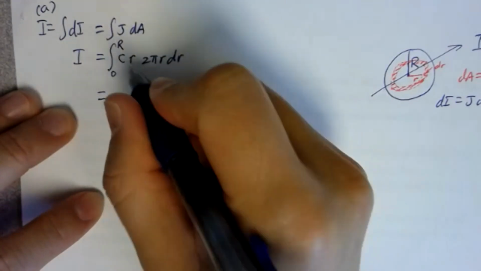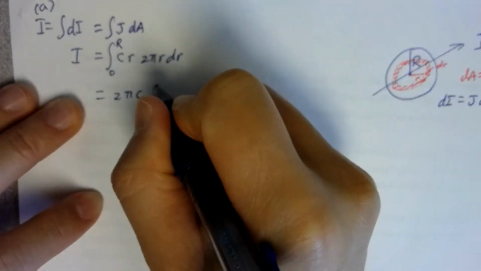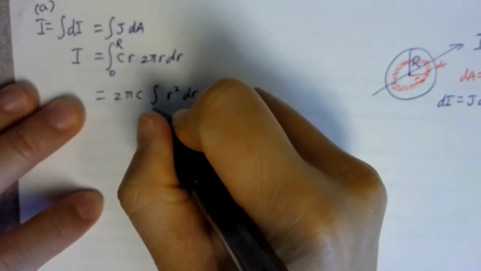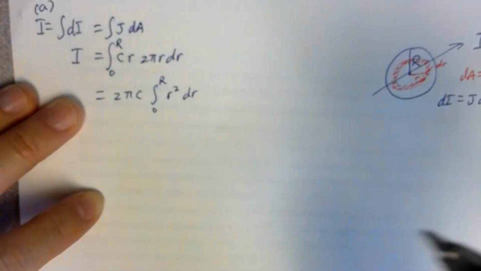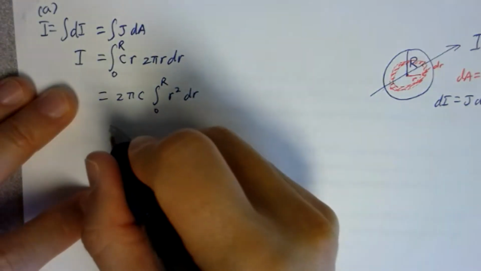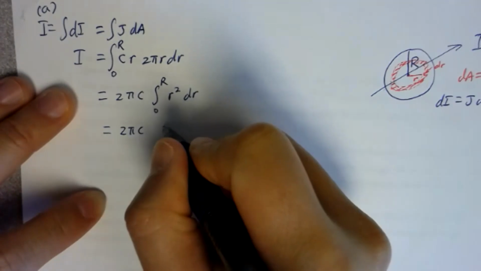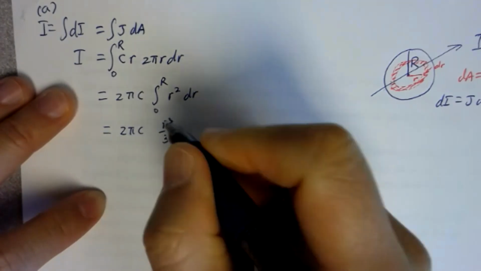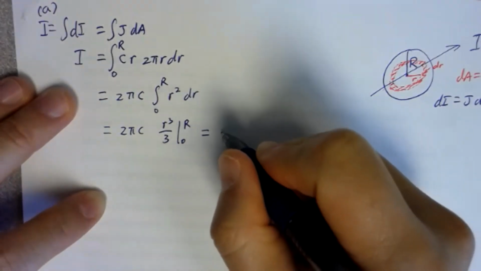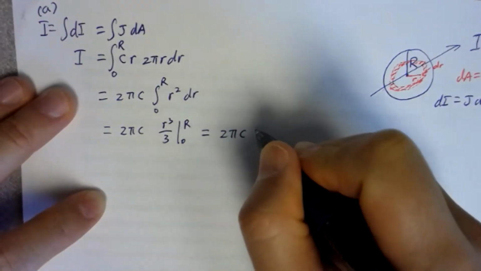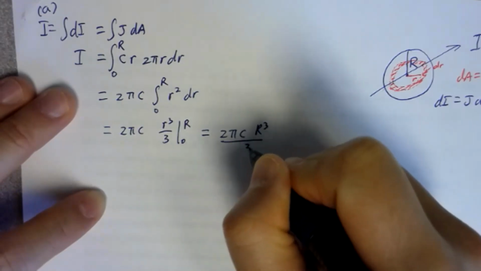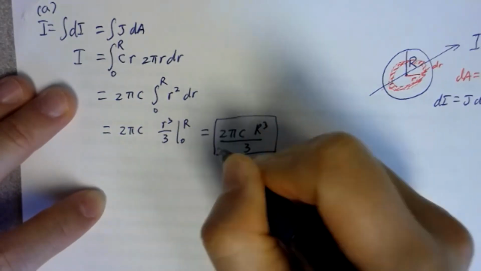So C is constant, so 2 pi C will go in front. And then you should have r squared, because r times r dr, from 0 to R. The integration of r squared becomes r cubed over 3. So this would be 2 pi C r cubed over 3 from 0 to R. So this will give you 2 pi C R cubed over 3. That's the total current.